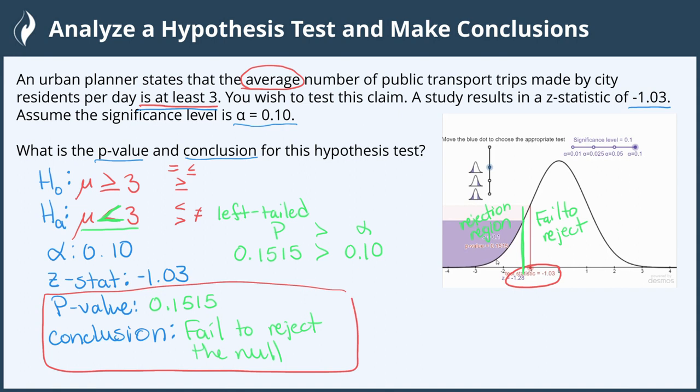Either way, we have our p-value that we were asked for, and we have stated our conclusion, which is failing to reject the null, either looking at the p-value and alpha or the test statistic and the critical value. Either way, we're all done.